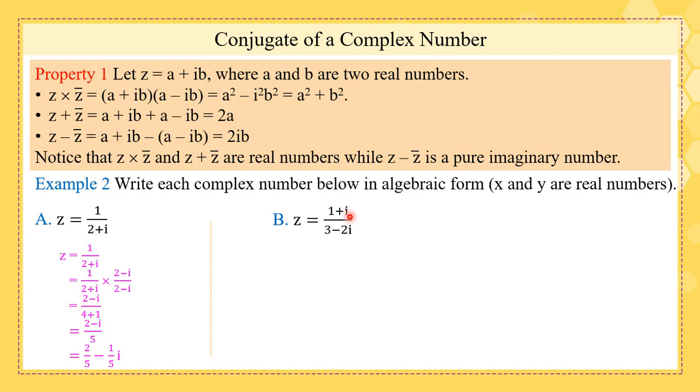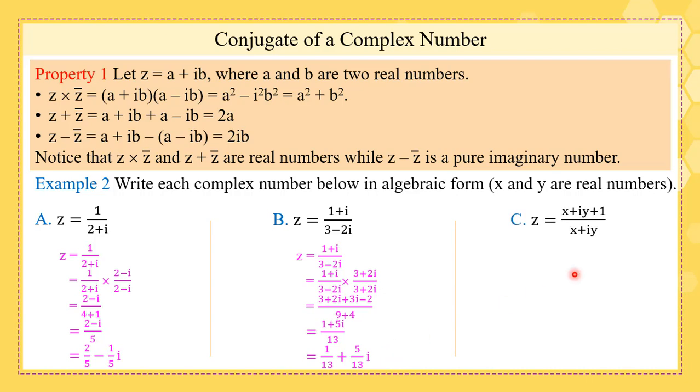Let's see this example. So we also multiply by the conjugate of the denominator, which is 3 plus 2i. For the numerator, we get this quantity after we expand, and for the denominator, we get a squared plus b squared, which is 9 plus 4. And this is what we get, and remember to write it in the correct form, which is 1 over 13 plus 5 over 13 i.